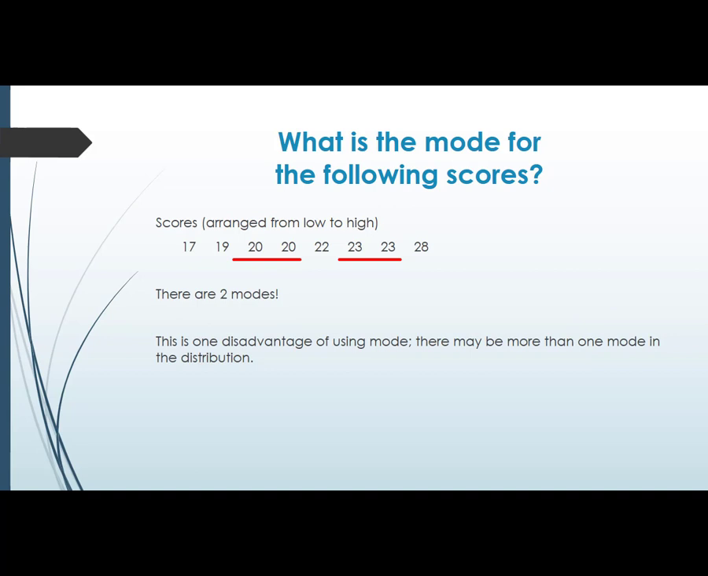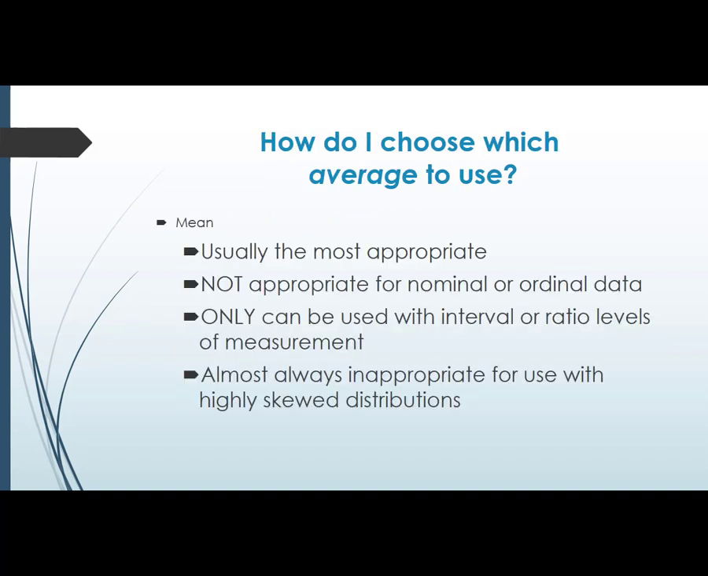So what's the mode for the following scores? What happens if you have 2 numbers that have occurred the same number of times? You can have 2 modes. Okay? So here your 2 modes are 20 and 23. So this is one of the disadvantages of using mode. There may be more than one mode in a distribution, which can be a little deceiving as far as the scores. So how do you choose now that I've given you these 3 options?